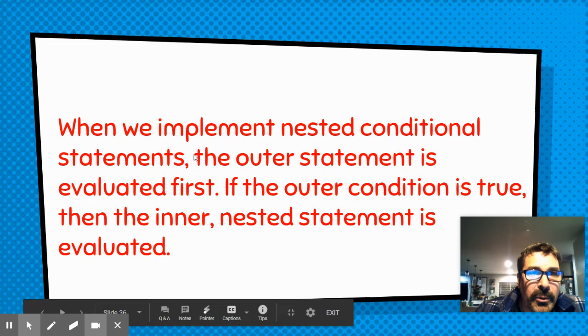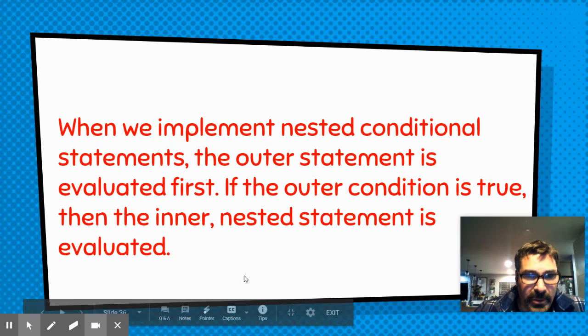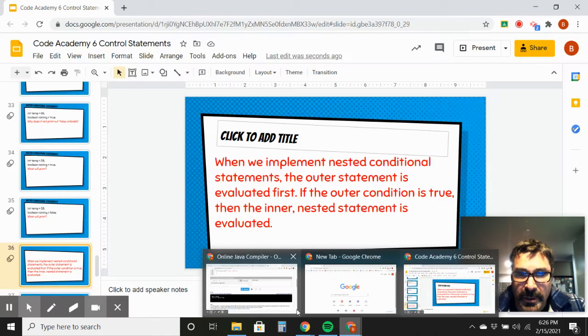Let's jump back to our spiel. Okay, write this down. So when you implement nested conditional statements, the outer statement is evaluated first. If the outer condition is true, then the inner nested statement is evaluated. Okay, what does that mean? Let's jump back to our code.